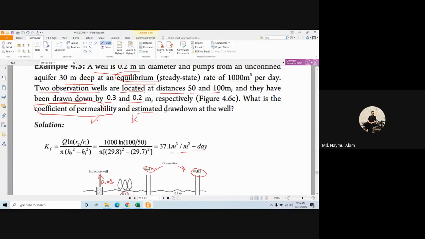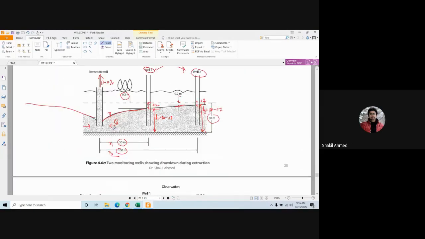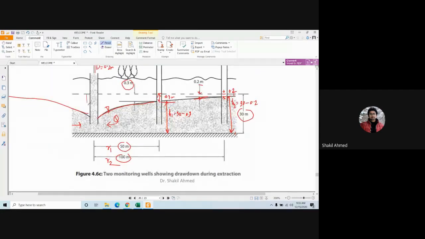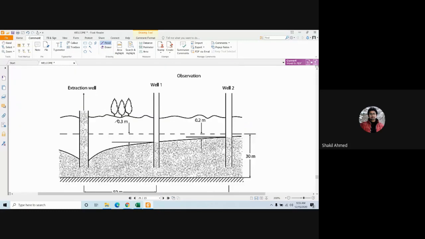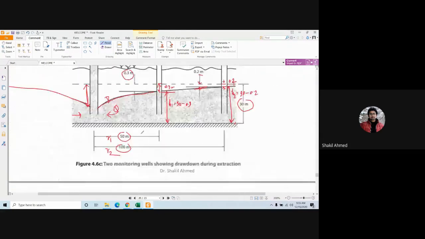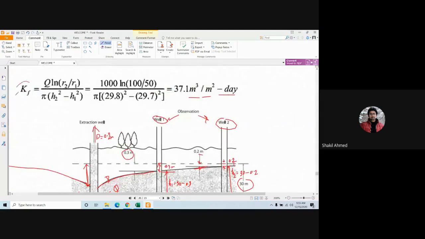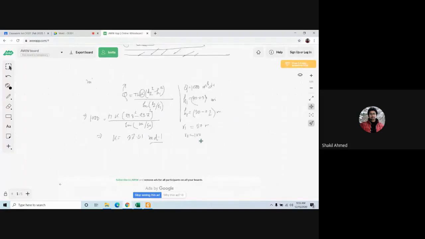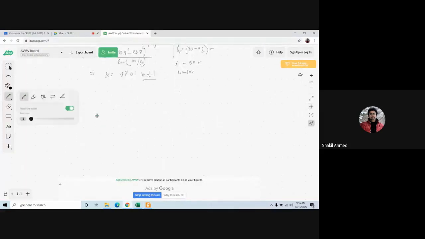Second question is estimate the drawdown at the well. That means now we have to estimate the drawdown at the well, this portion, this drawdown. How? Remember, you already know the value of K. So that's why we can easily calculate the drawdown from there.